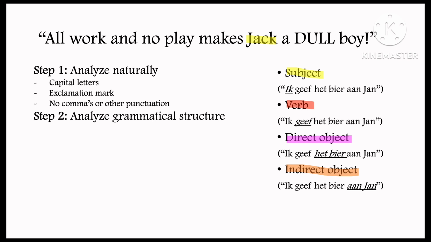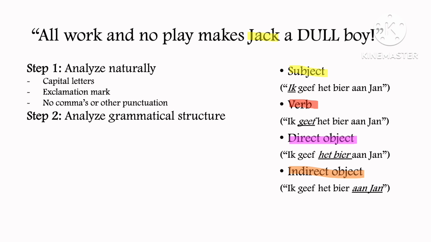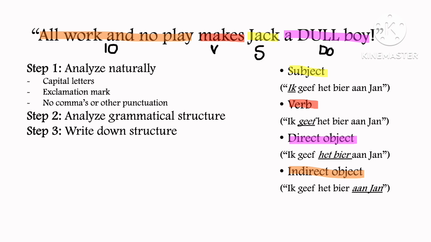The first thing we see is that Jack is the subject. Then we look at the verbs. We just have makes. For direct object, we use a dull boy. And indirect object, we use all work and no play. Then we write down this structure. So you have indirect object, verb, subject, and direct object. If you write it in one line, it looks like this.